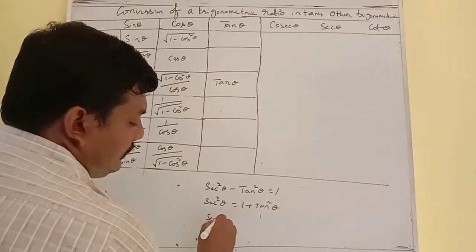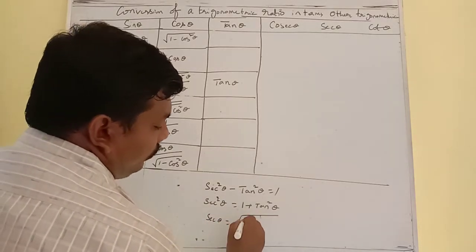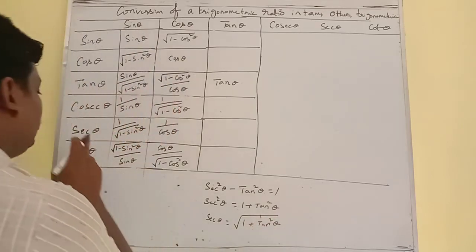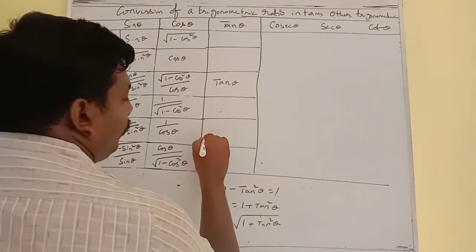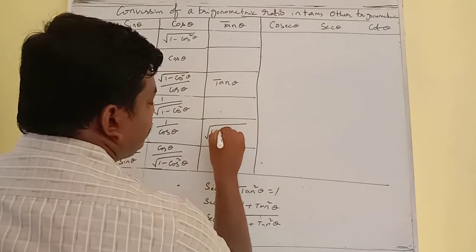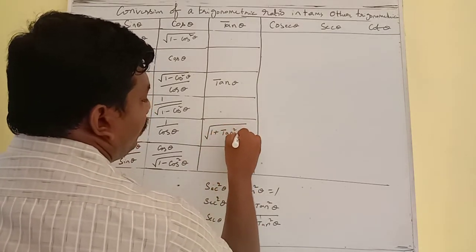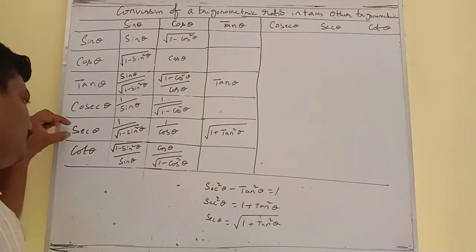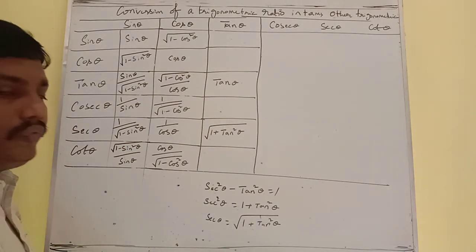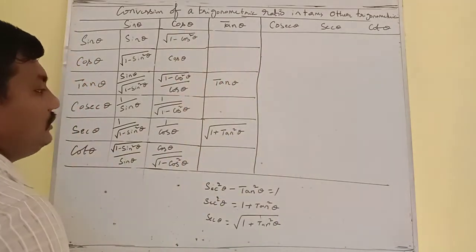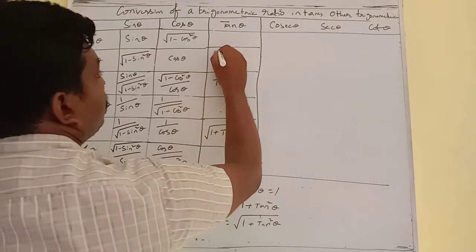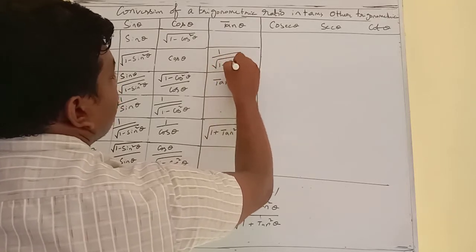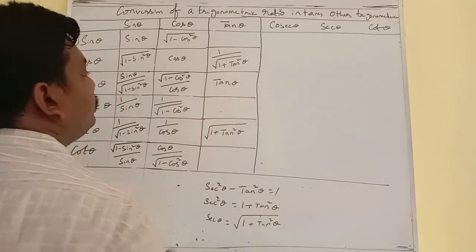Then from this, secant theta is equal to square root of 1 plus tan square theta. That means in the place of secant theta, we are writing root of 1 plus tan square theta. So once you get secant theta, we have to find cos theta. What is cos theta? Reciprocal of secant. That is 1 by root of 1 plus tan square theta.